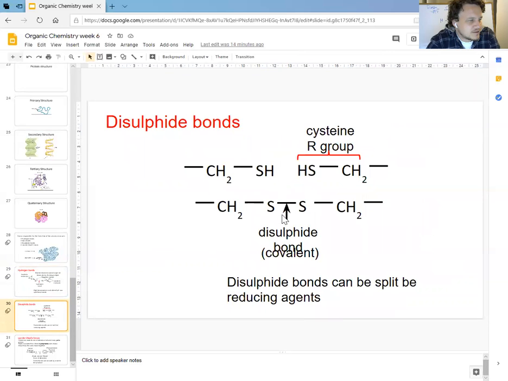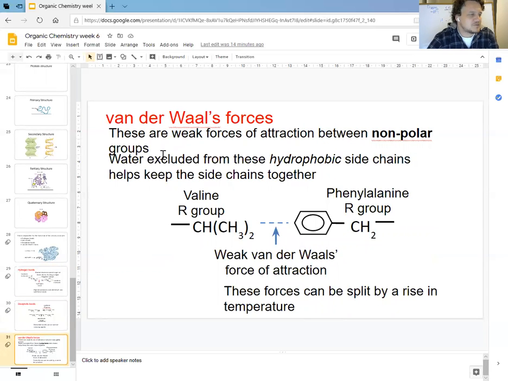So disulfide is just a covalent bond between two sulfur atoms. I won't go too deep into that because we're doing biochem in a couple of weeks. Van der Waals forces, what we talked about. It's a weak force of attraction between non-polar molecules. So the R groups of the amino acids, or phenylalanine and valine. And again, they are weak. So if you increase the temperature, you'll break these bonds.